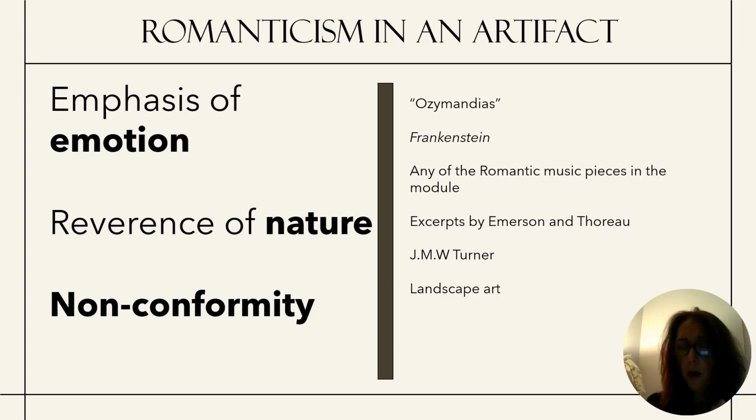So for the values part, we've been talking about a lot of different values of the Romantics, but just to keep things simple for right now, I'm going to use these three: emphasis of emotion, reverence of nature, and nonconformity. When we read Ozymandias on Monday, we found elements of all three of those. If you're taking notes and paying attention, you could just use our analysis from class and expand on it in your paragraph.